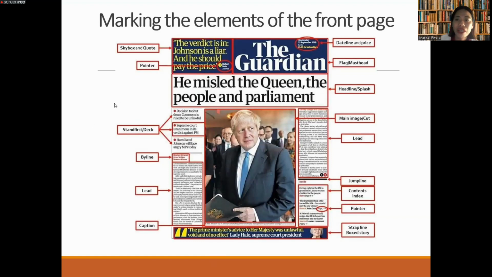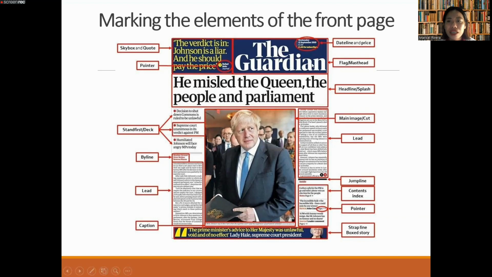Okay, before anything else, we do have here a sample of a front page with different features. And obviously it is well marked, so that we would know how we call this portion of a newspaper and this area that shows this specific information. So we have here the skybox and the code. For example, the verdict is in: Johnson is a liar and he should pay the price. And then we do have here also the pointer. So the pointer is here below or at the side of the skybox.